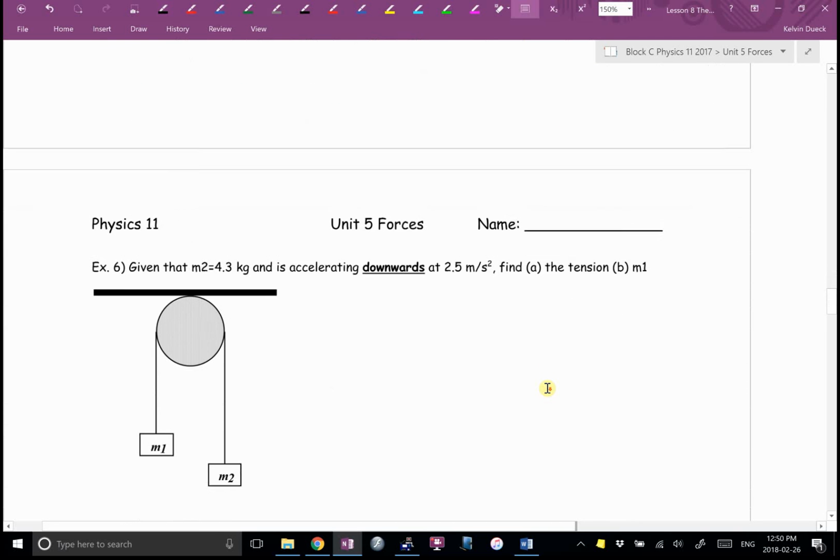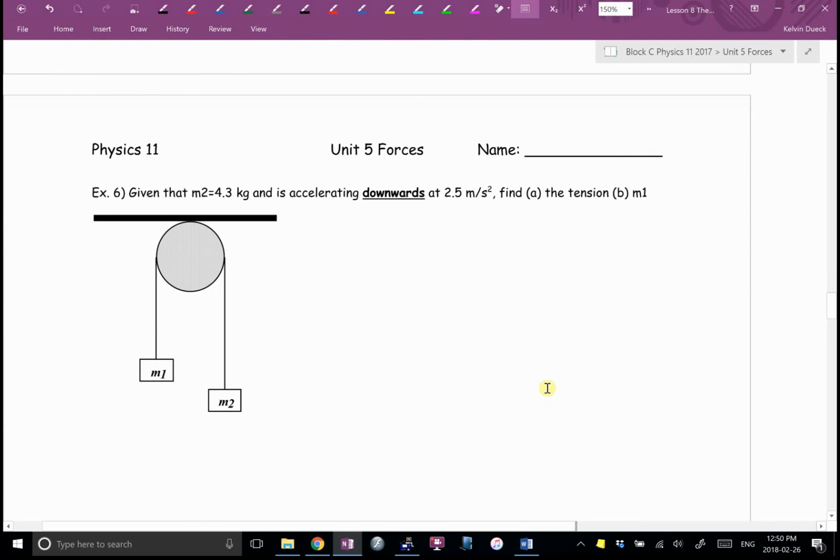Let's do one more like that. In example 5, I gave you the tension. We found the acceleration. Here, I'm giving you the acceleration. We're going to find the tension and then go look at the mystery mass, the missing mass. Hannah, what mass am I trying to find here? Eventually. So which mass am I going to look at first? The one that I know, which is?